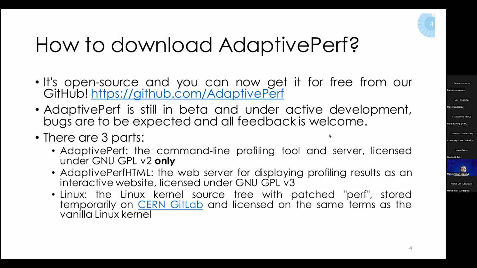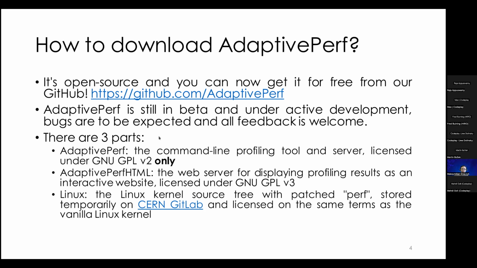The good news is that AdaptivePerf is already available for download on our GitHub. The link is here. But please know that it's still in early beta and under active development. So bugs are to be expected, and all feedback and comments are really welcome, because they will help us make AdaptivePerf the best product possible.